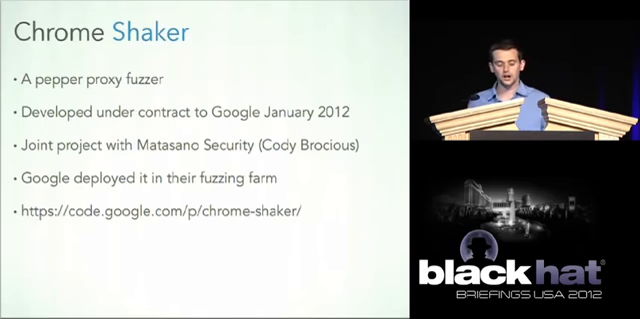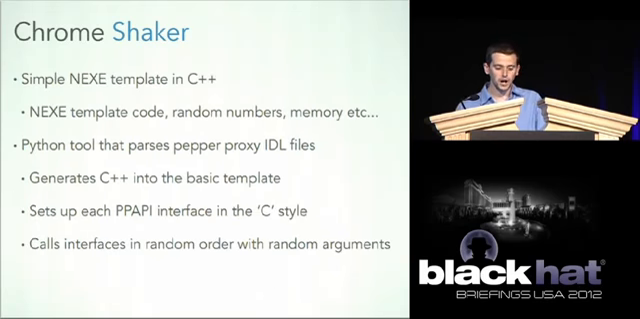And then moving on, Google actually hired me and Matasano. I did a joint project with Matasano this past January to develop a fuzzer for the Pepper proxy. This was a cool project I did with Cody Brocious, who spoke last night, actually. Google deployed this fuzzer on their fuzzing farm, and I believe they're going to make this code open after Black Hat. It was very simple. It was just a NextC module that I wrote in C++.